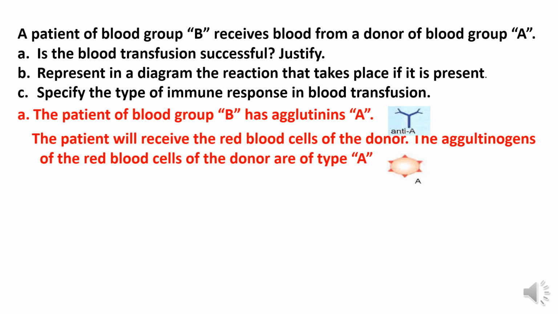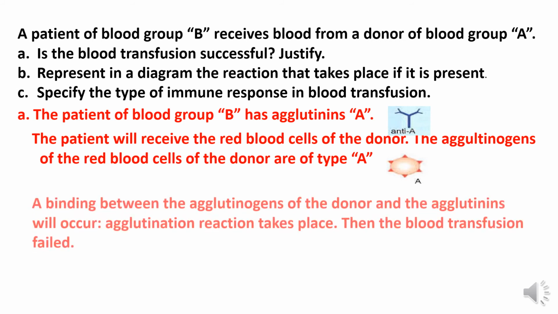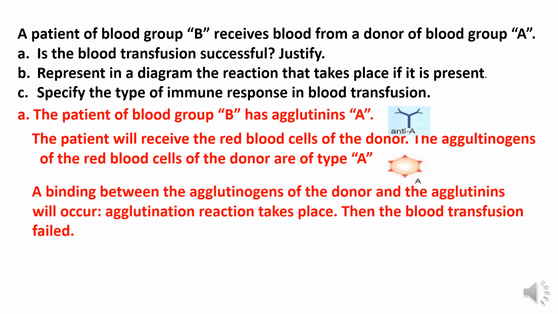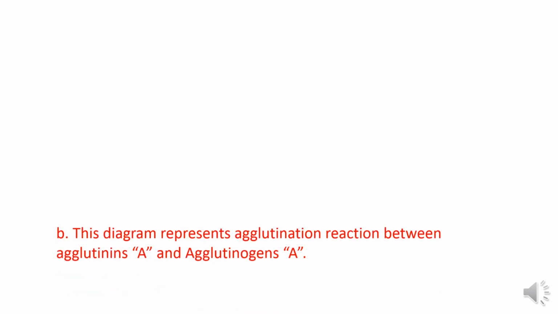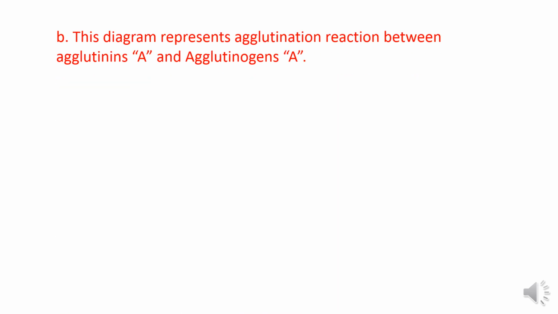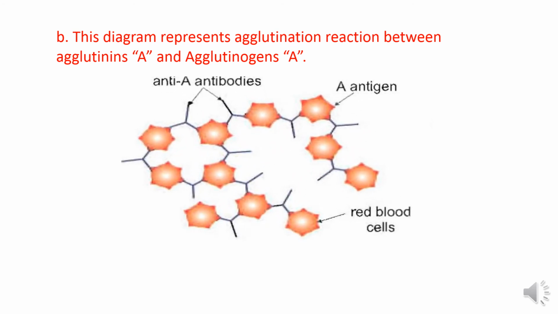In the donor, we look for the agglutinogens. In the recipient, we look for the agglutinin. A binding between agglutinogens of the donor and the agglutinin will occur. Agglutination reaction takes place, then the blood transfusion fails. Now draw a diagram representing agglutination reaction, of course, between agglutinin A and agglutinogens A. We write a title for this diagram: this diagram represents agglutination reaction between agglutinin A and agglutinogens A.